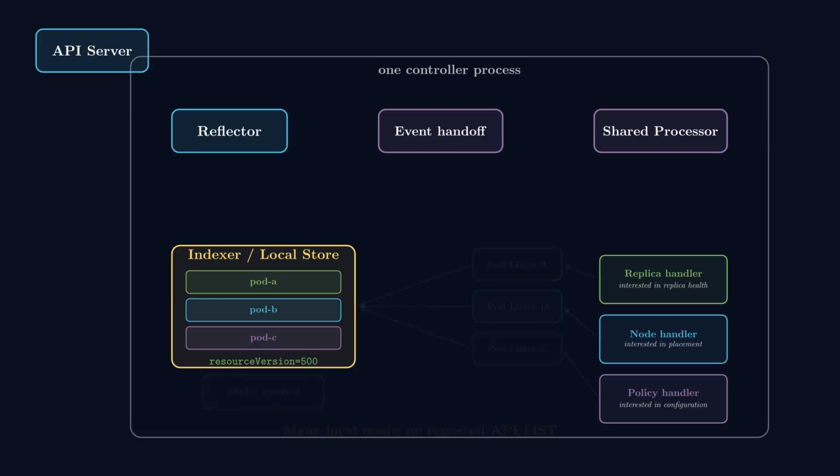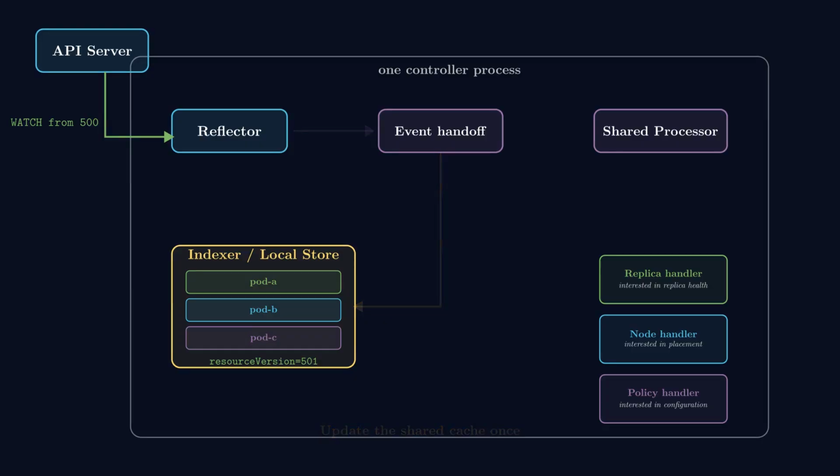After the initial list, the reflector opens one watch from resource version 500. The API server now sends only the changes that happen after that snapshot. One upstream stream is enough to keep the shared local view moving forward. Suppose pod B is updated at version 501. The event travels through the reflector, the informer applies it to the indexer, and the local resource version moves forward. The controllers do not each repeat this update. The shared store changes once.